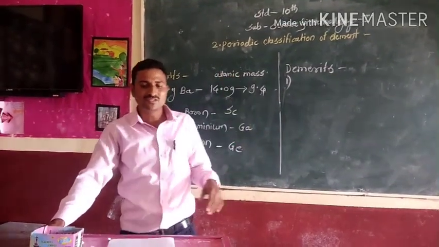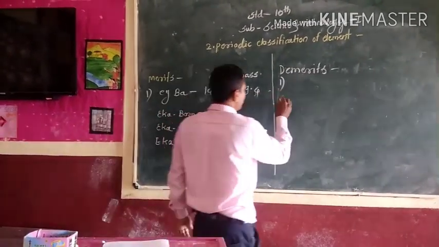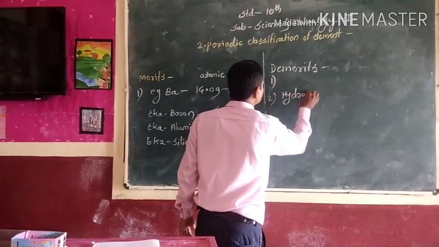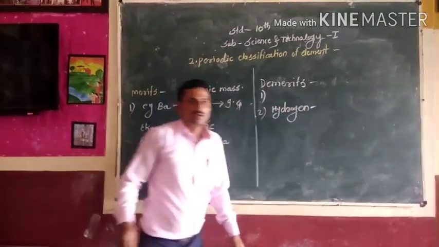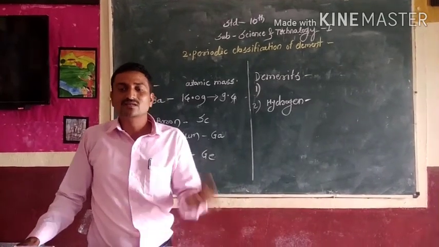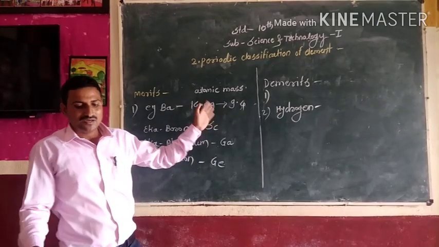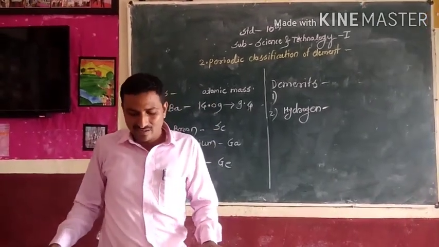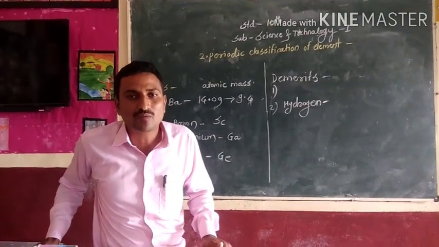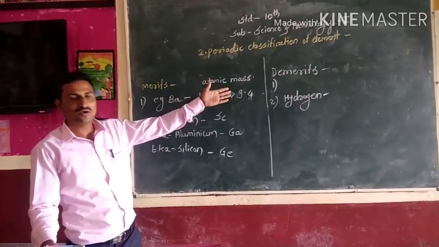Next demerit: hydrogen shows similar properties to the first group, the alkali metals, as well as the seventh group, the halogens. It is difficult to decide the correct position of hydrogen. So these are the demerits of the Mendeleev periodic table.